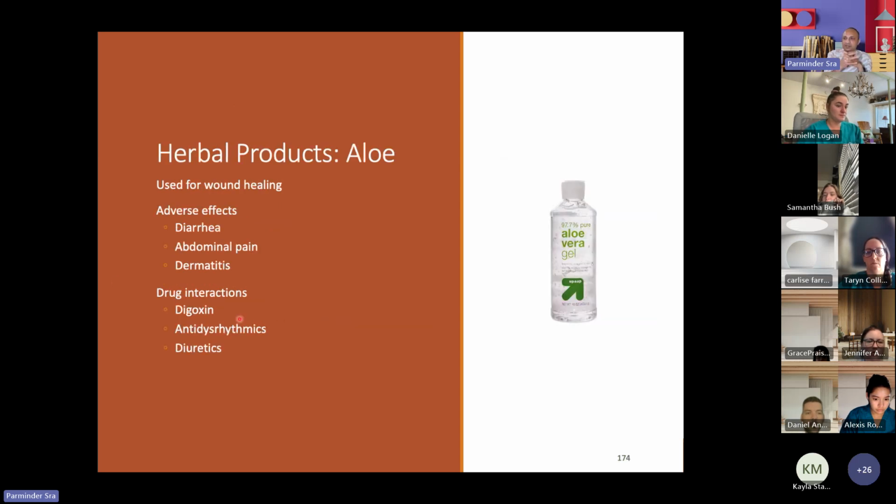And then some herbal products such as aloe vera, if somebody has a skin rash, itching, sunburn, can also help soothe that area as well.